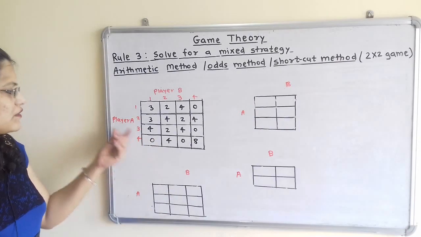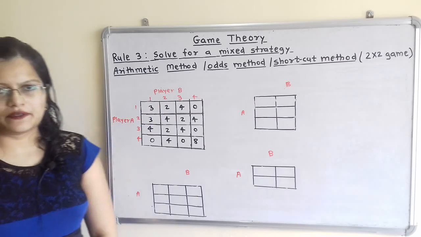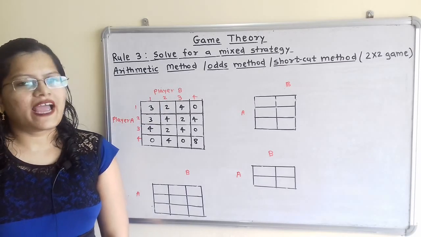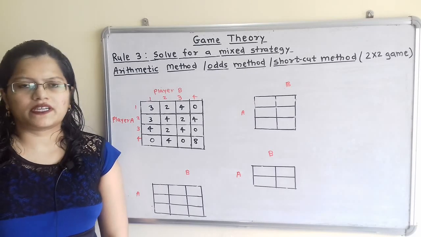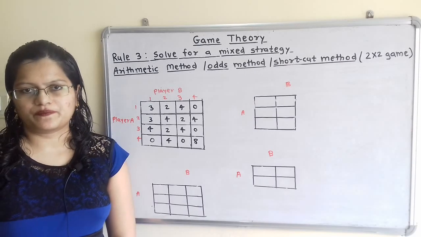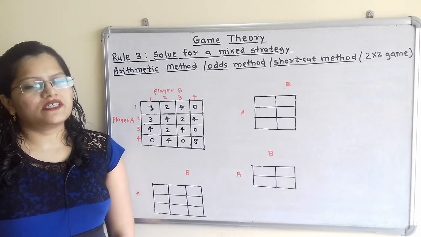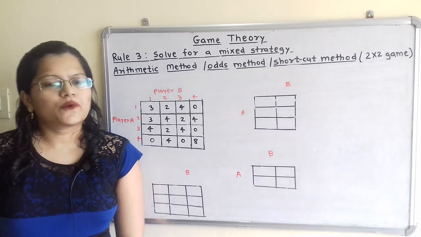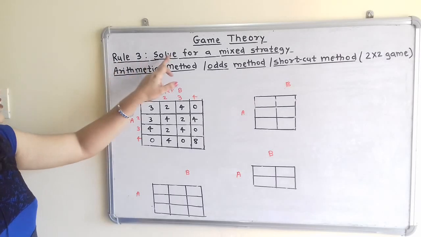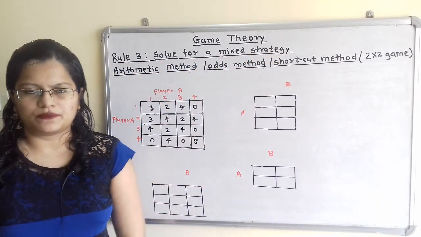This is the question for player A and player B. Now we have to reduce this matrix by using dominance property as mentioned in the question. Dominance property is used only when there is mixed strategy. So we are going to use rule 3, solve for mixed strategy.